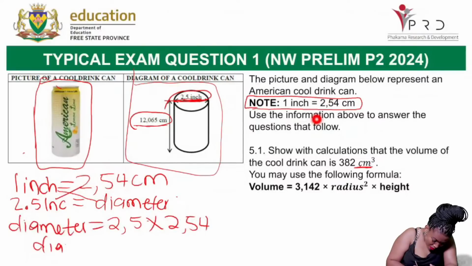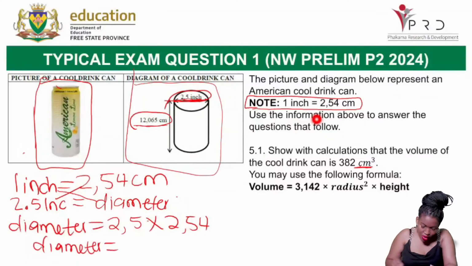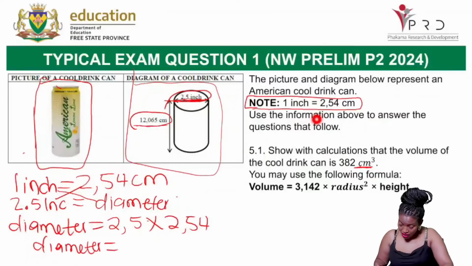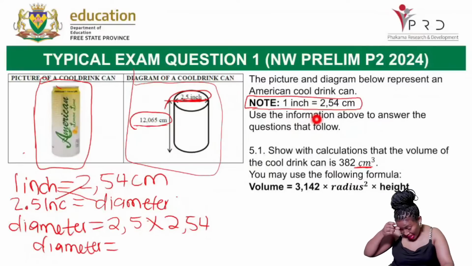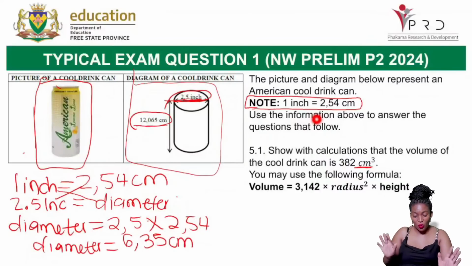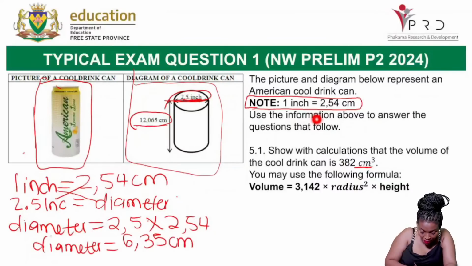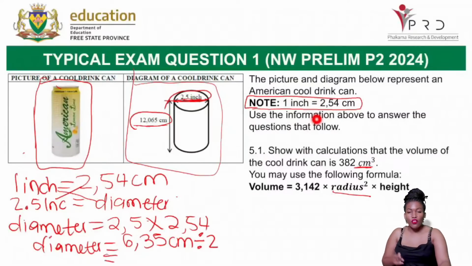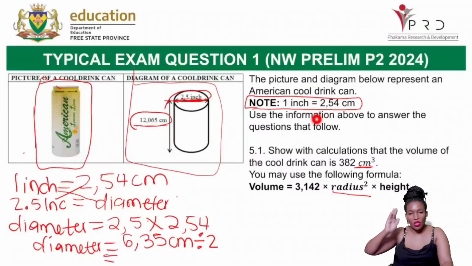So our diameter is equal to, we take out our calculator now, let's do it together, to say 2.5 multiplied by 2.54. The answer is 6.35, and now it is in centimeters. We are happy, but we are not done. Remember, this is just the diameter, but what we want is the radius. So from the diameter to get the radius, you always divide by 2, always.